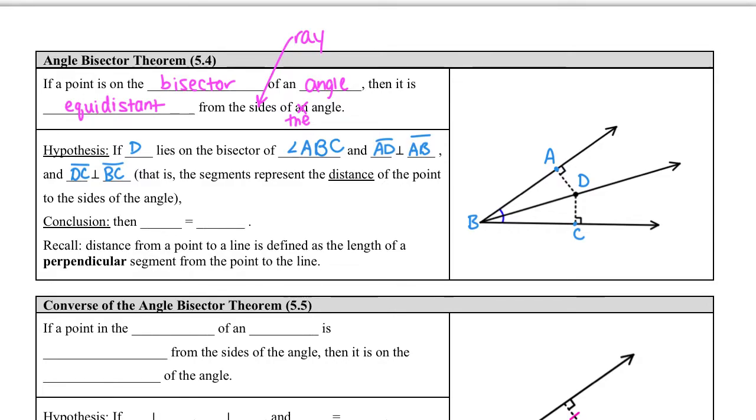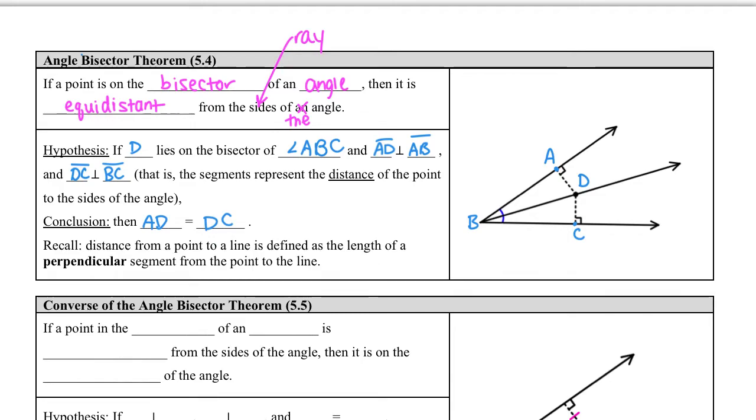So I have that saying the segments represent the distance of the point to the sides of the angle. So if all that is true, if you know this is the angle bisector and you have this point on there, and you have a line segment where it's perpendicular to the sides of the angle from that point, then we can conclude that those are equal in measure. So we can conclude that AD is equal in measure to DC.